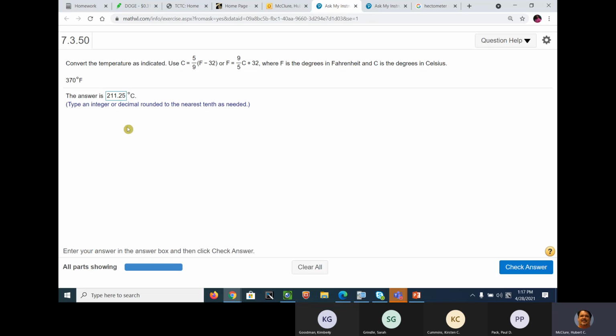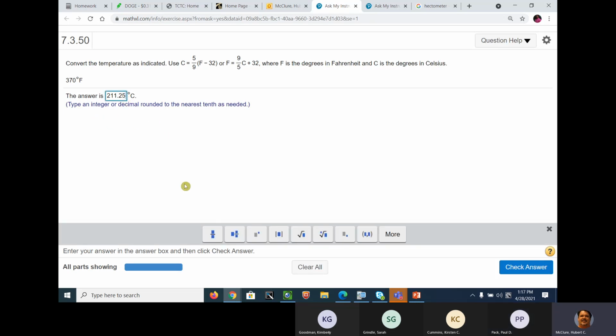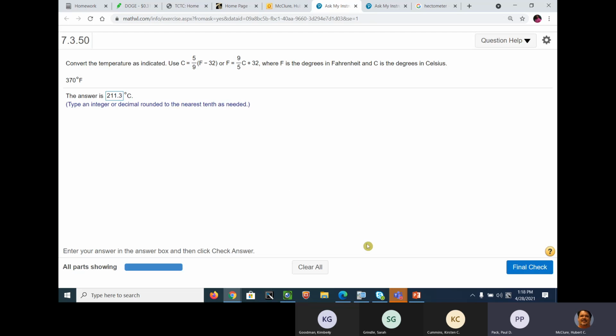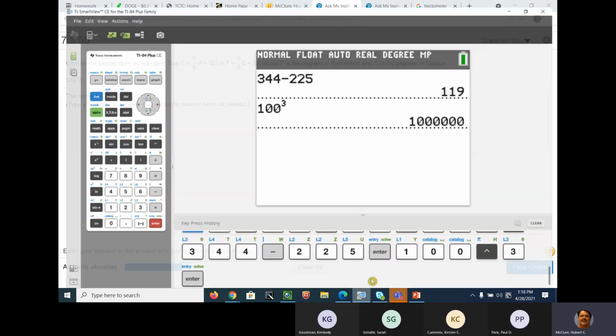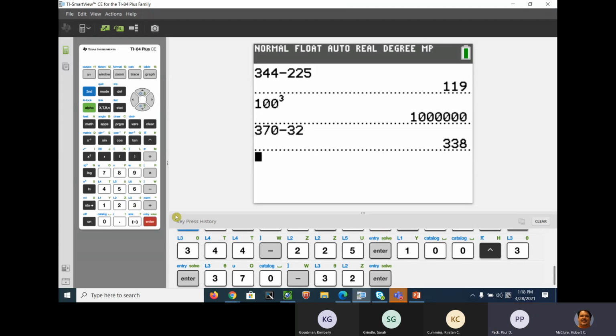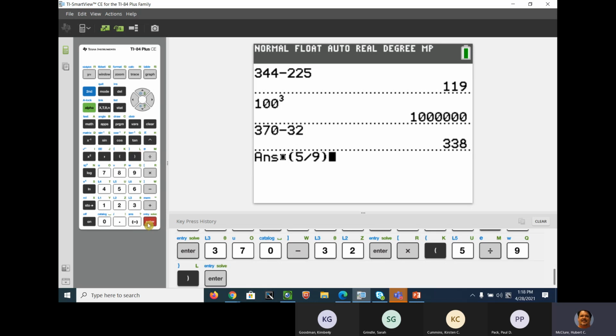You told me wrong. I'm sorry. Wait a minute. No, it says round to the... I didn't read directions. Okay, so let me go to the calculator and see what's up. 370 minus 32. That's 338. Correct. Times parentheses 5 divided by 9, close parentheses. 187.77.